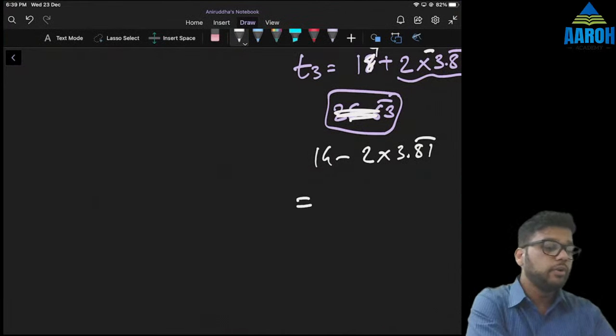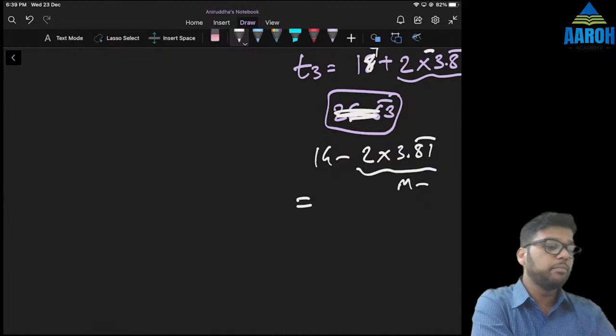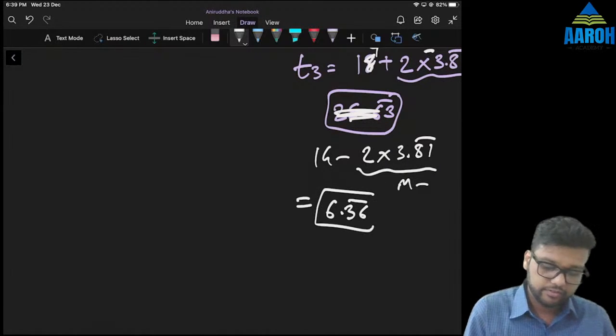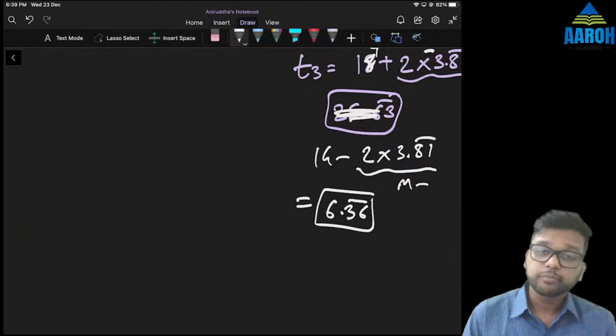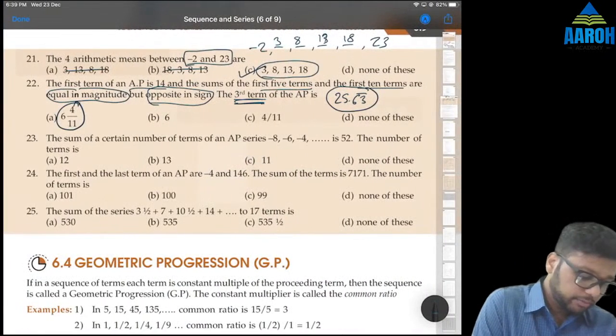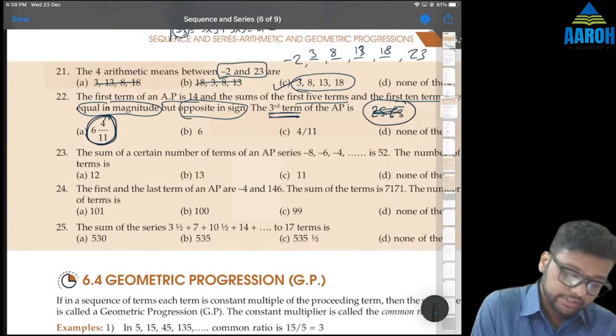So it will be 2 into 3.81818181 M minus, okay, this is M minus, and 14 M plus. If you press MRC, you get 6.36 recurring. First term, yes, so I corrected it. Thank you. 6.36 is the correct answer, which is the first option, 6 and 4 by 11.